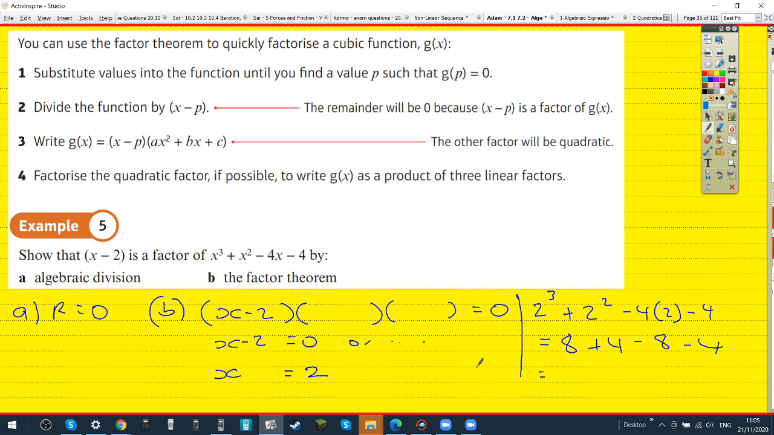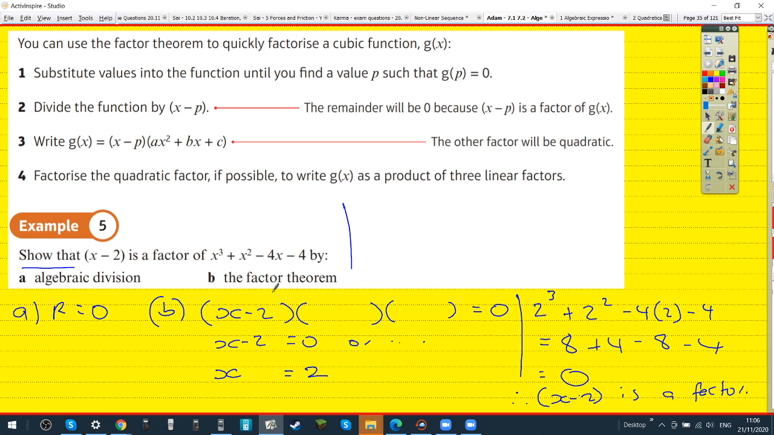X was equal to positive 2. So is it 0? It's 0. And that's what we were expecting to get. And it's a show that question. Last thing you say: so therefore, x minus 2 is a factor of x cubed plus x squared minus 4x minus 4. And I'm just going to write x minus 2 as a factor. They know what it's a factor of.